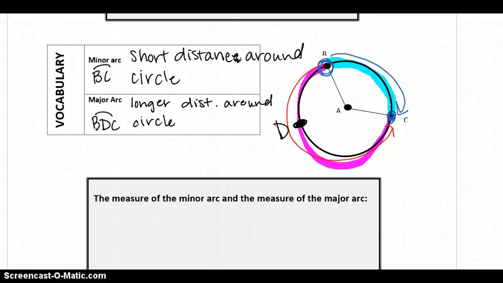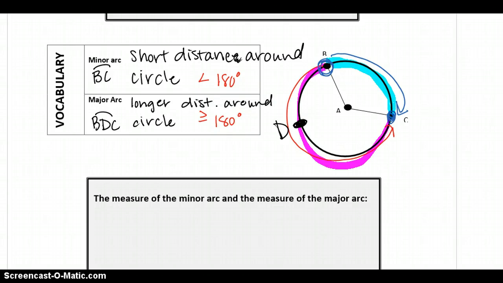Alright, so thinking about the degrees, your minor arc, we said, was the smaller distance. That's always going to be less than 180 degrees. And your major arc is more than half a circle. It is greater than or equal to 180 degrees. So that is another way to tell. If you can't tell just by looking which one is the shorter distance, look at the degrees. If it's less than 180, it's the minor arc. More than 180, it's the major arc.